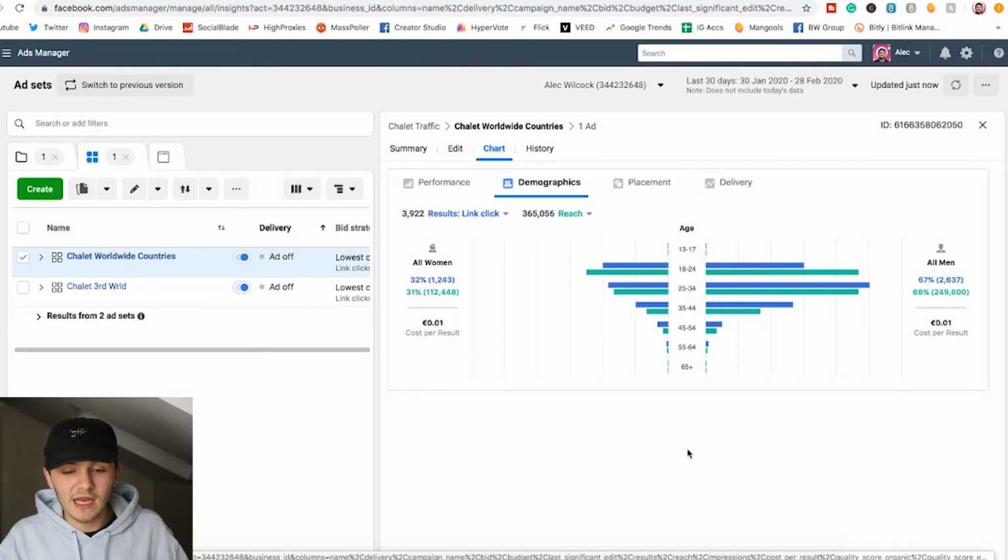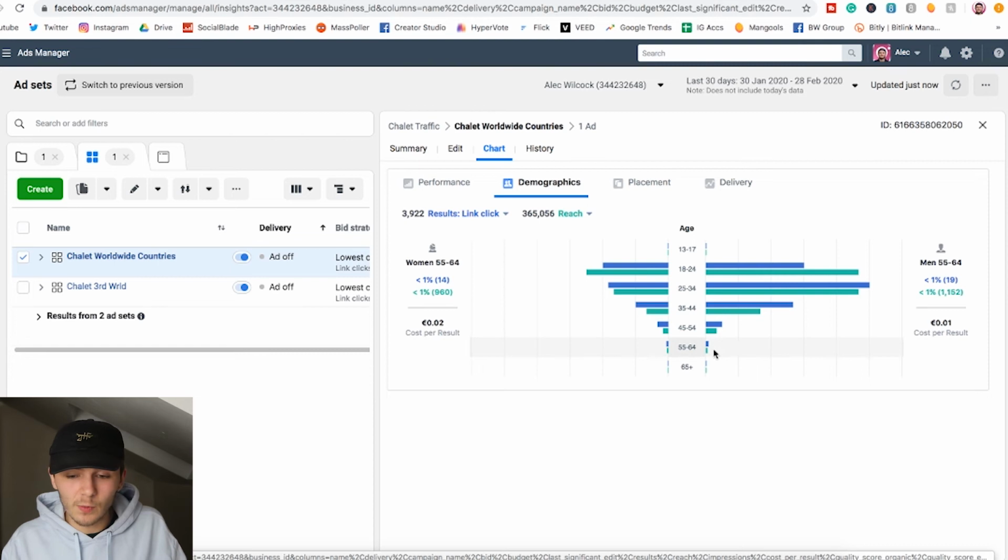So if I was to run this again, if we just take a look here, men aged between 25 and 34 were the most interested. 30% of my link clicks came from this demographic. So if I was to run this ad again, I would probably target only that demographic and then see how it does. And then maybe have a separate ad set where I change the demographic to 18 to 24 for men as well. So that is the type of demographic that I reached with this ad.